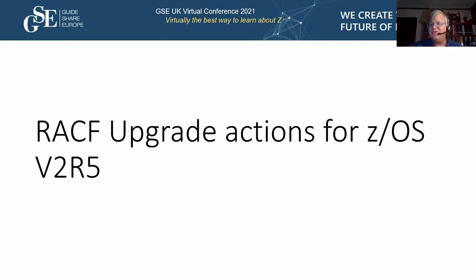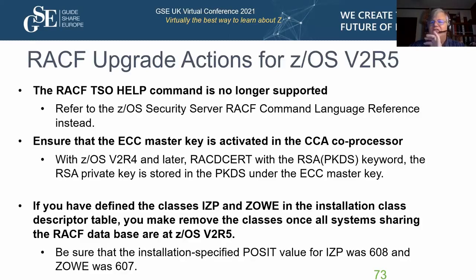Some upgrade options, actions to be aware of. The RACF TSO helps are no longer available in z/OS V2R5. So if you're in TSO and you say help add user, those are gone. We really do recommend using the command language reference and having a link to one of the PDFs, or the BookManager, whatever we call it now, way of getting to that data. If that's upsetting to you, RFEs, please let us know. Some clients were a little upset with that, and understandably so.